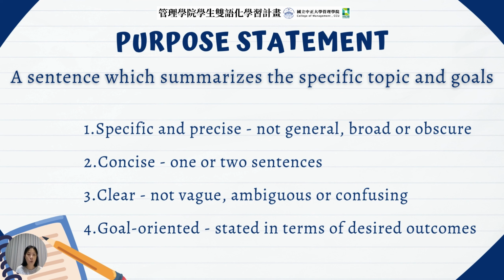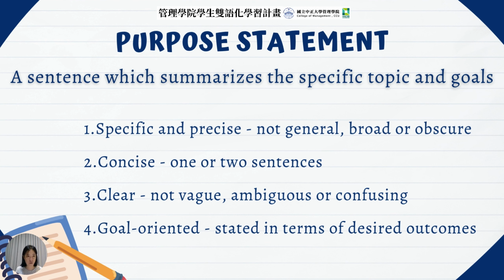And number 2, your purpose statement has to be concise. So you will be using probably 1 or 2 sentences to tell your audience the reason why you are here. And number 3, your purpose statement has to be clear, not vague, ambiguous, or confusing. So for example, if you say, I would like to talk about advertisement on TV, this purpose statement is a little bit vague because people are not sure about what kind of advertisement we'll be talking about. So it is better for you to change a little bit, such as today I would like to talk about some fast food advertisement on TV within these 2 years. So when you are saying that, your purpose statement turned out to be much more clear.